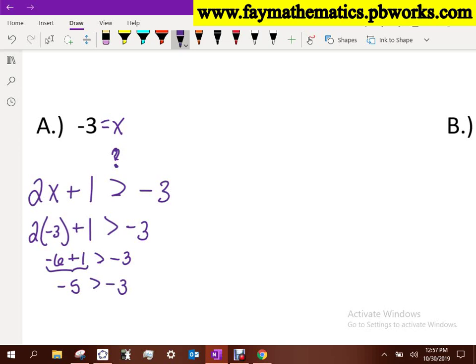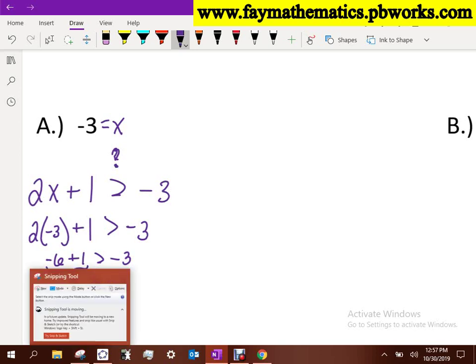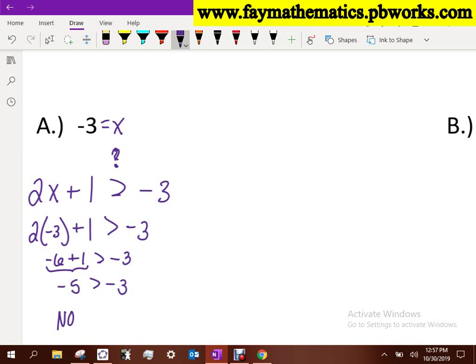And now we have to ask ourselves, when it was an equation, it was just, well, is the left-hand side the same as the right-hand side? And that was easy to answer, right? Now we have to compare these numbers. We ask the question, is -5 greater than -3? The answer to that is no. So -3, that value right there for x, is not a solution to the original inequality.